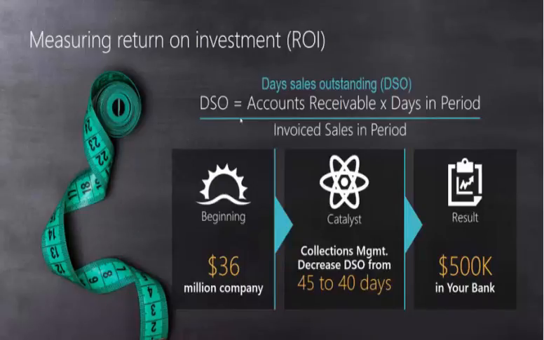So the example I have here on this slide, highlighting for simplicity reasons, if you're a $36 million company today, that's roughly $3 million a month or $100,000 a day. And you implement collections management here and use that as a catalyst to decrease your DSO. The example I have here, let's say within the first year of using collections, you've decreased your DSO from 45 days to 40 days. So just down by 5 days. That's going to result in another $500,000 in your bank account.